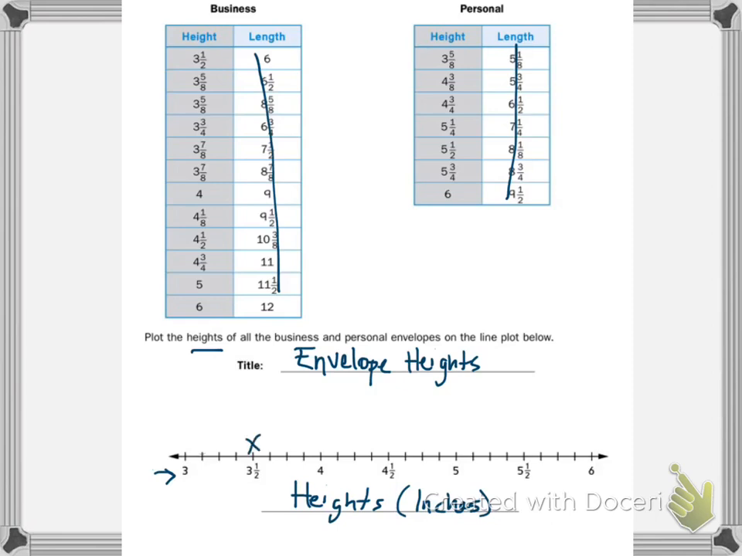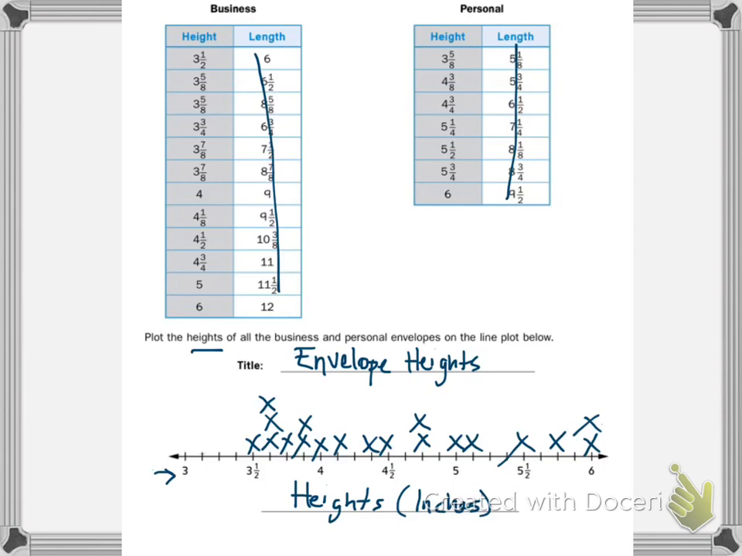3.5, 3 5/8, 3 5/8, 3 3/4, 3 7/8, 3 7/8, 4, 4 1/8, 4.5, 4 3/4, 5, 6, 3 5/8, 4 3/8, 4 3/4, 5 1/4, 5.5, 5 3/4, and 6. All right, so take a look at your line plot.